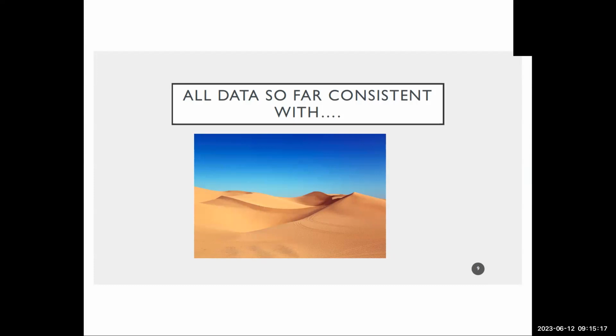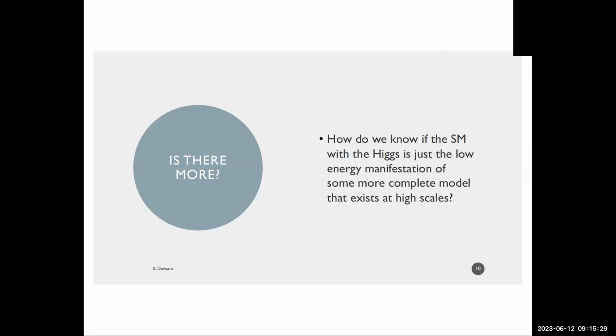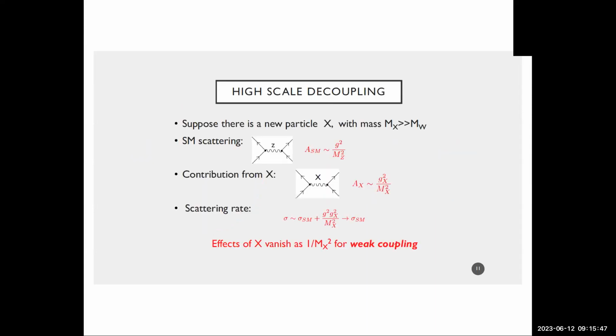So how are we going to learn anything new? We don't have an accelerator that's going to go to higher energy than the LHC for centuries. So we have to see what we can do with our data. So is there more? How can we figure out if the standard model with the Higgs is just the low energy theory from some higher theory, which is at, I don't know, 100 TeV, anywhere much higher scale, or are we just stuck? Okay, so to go further, we have to talk about decoupling.